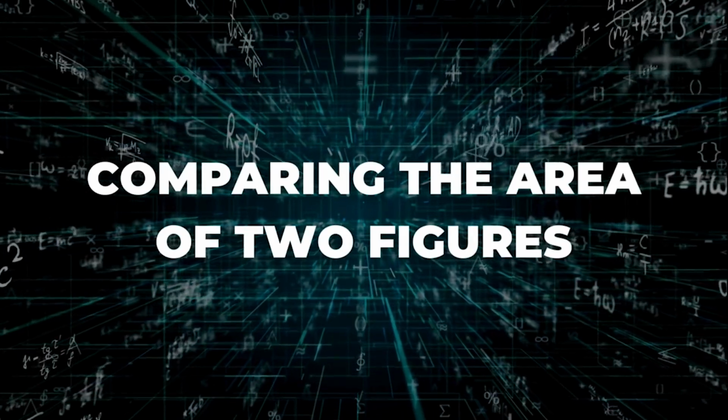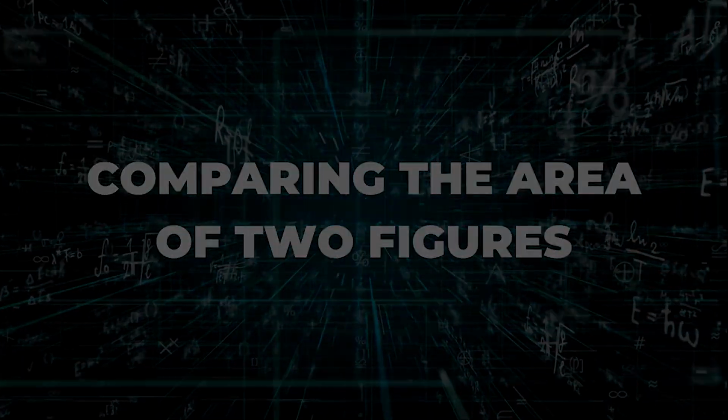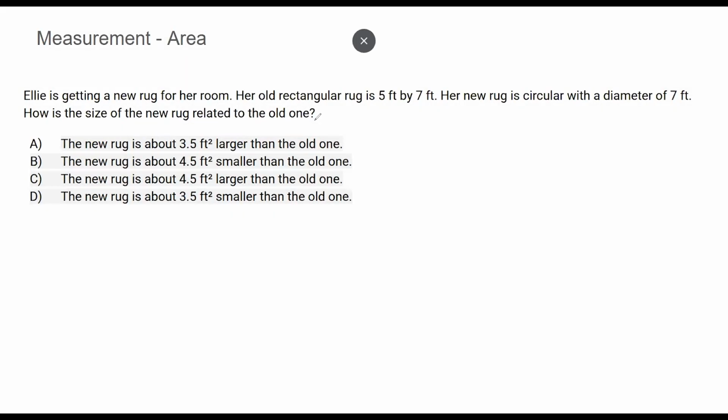This problem is really an area problem. It's under the topic of measurement, but it's really area. It's asking you, Ellie's got an old rug at 5 by 7 and a new rug that's circular with a diameter of 7. What's the new one related to the old one about?